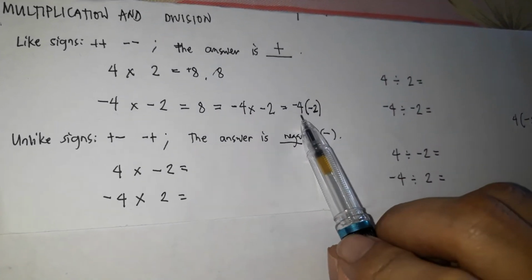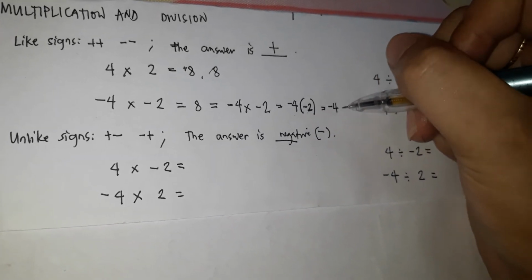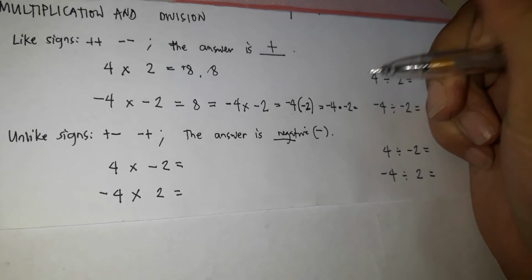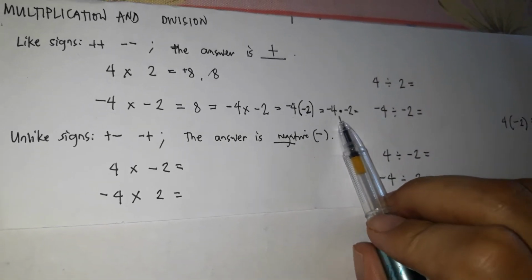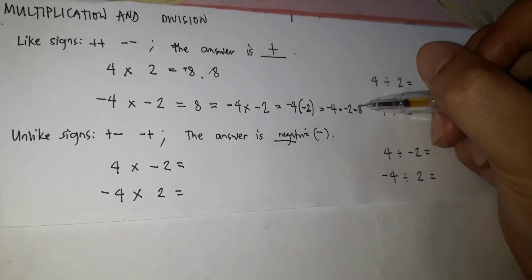Ibig sabihin ito, negative 4 times negative 2. Pwede rin, period or dot. Ibig sabihin ito, negative 4 times negative 2, which is actually answers 8.